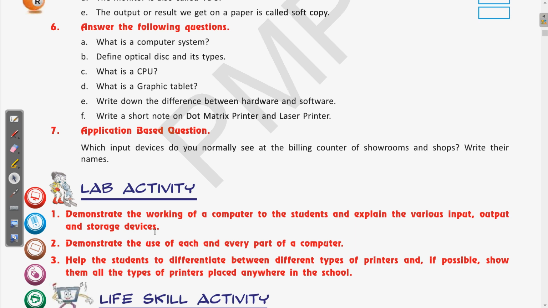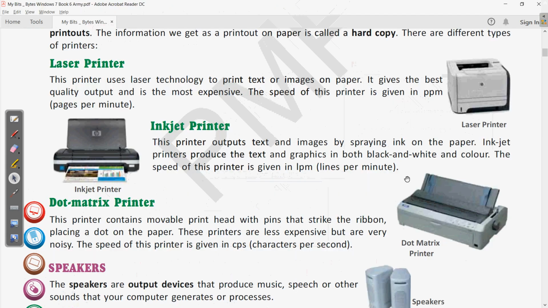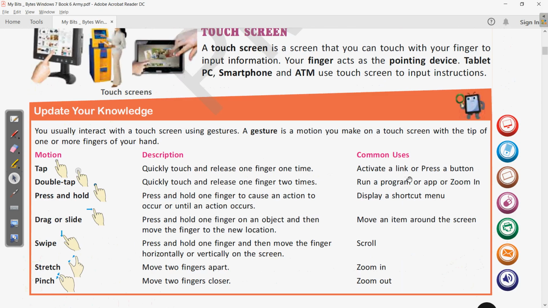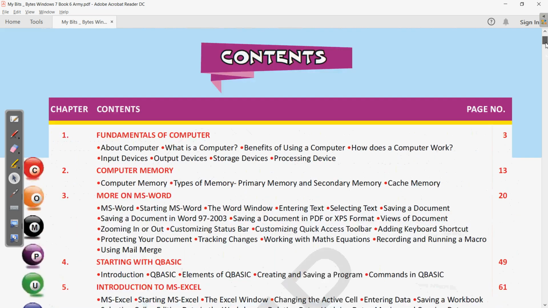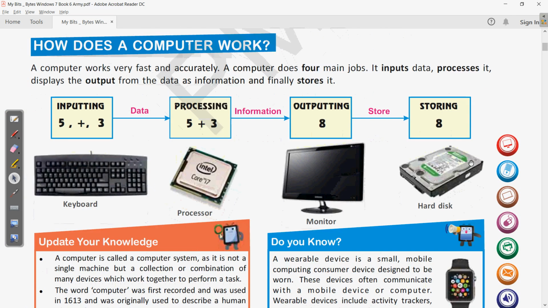So already we have done these things, the different input, output and storage devices. It is not required to be done in the copy, only I am explaining you the different input, output and storage devices. So as you can see here, the keyboard, then we have mouse. Clear? So these are the input devices. Then monitor, printer, these are all output devices. In the storage devices we have hard disk, pen drive, CD, DVD.